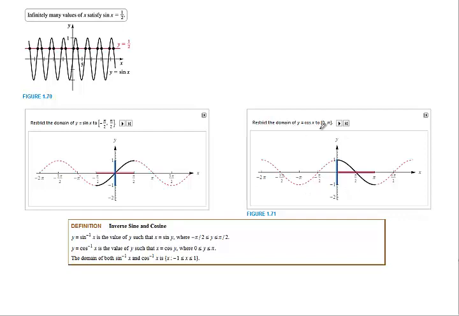For the cosine of x, it would have been nice if we could have chosen the same domain from negative pi over 2 to pi over 2, but we couldn't because that's not one-to-one in that particular set of values there, in that range of values. They chose from 0 to pi to restrict the domain of cosine, and anytime you're dealing with the inverse cosine, you'll be dealing with that particular set of values.